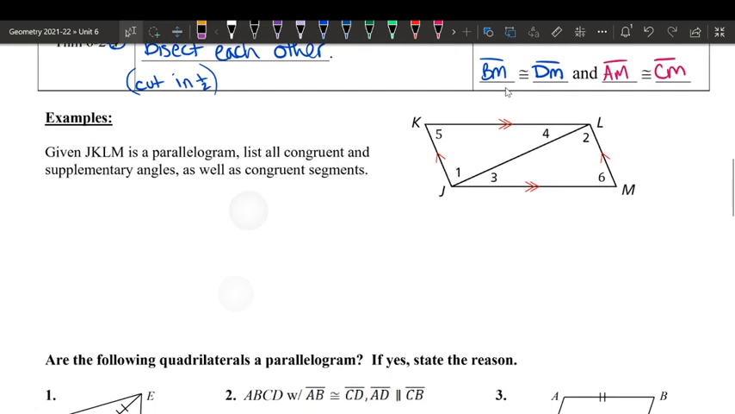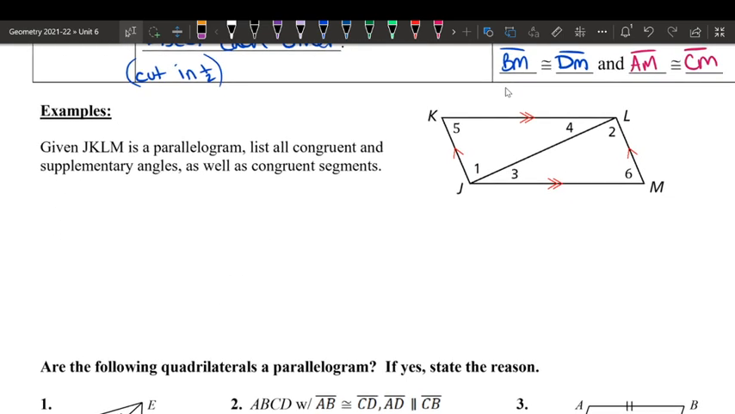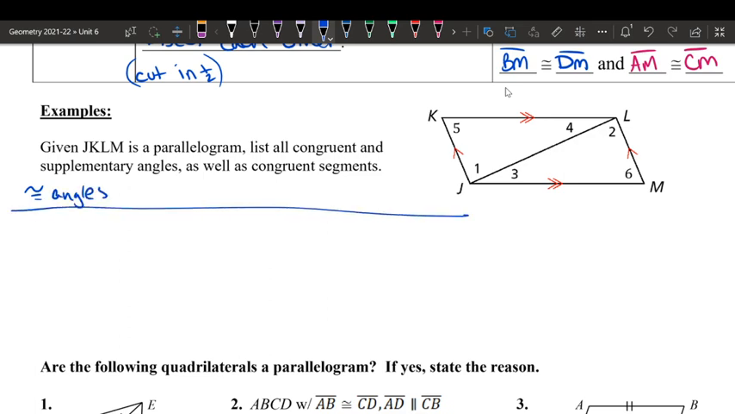Okay, so the first example tells us that we have a parallelogram. It says, given JKLM is a parallelogram, list all congruent and supplementary angles as well as congruent segments. So I'm going to set up a table with congruent angles, supplementary angles, and congruent segments.